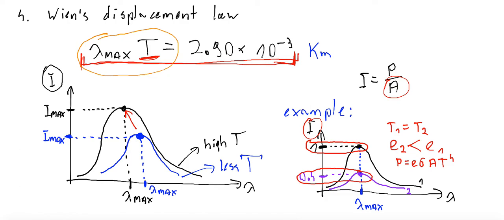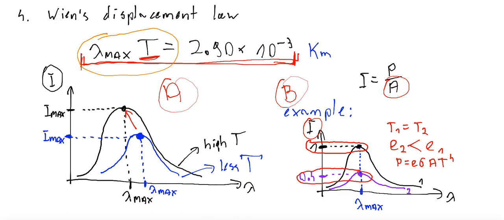You see the difference between this graph, graph A, and this graph, graph B? In first graph, we have displacement of lambda max, which means that objects must have different temperatures. In second, we have the same lambda max, which means that objects must have the same temperature. Okay? If there is the same temperature and another intensity, it means that there must be another emissivity.